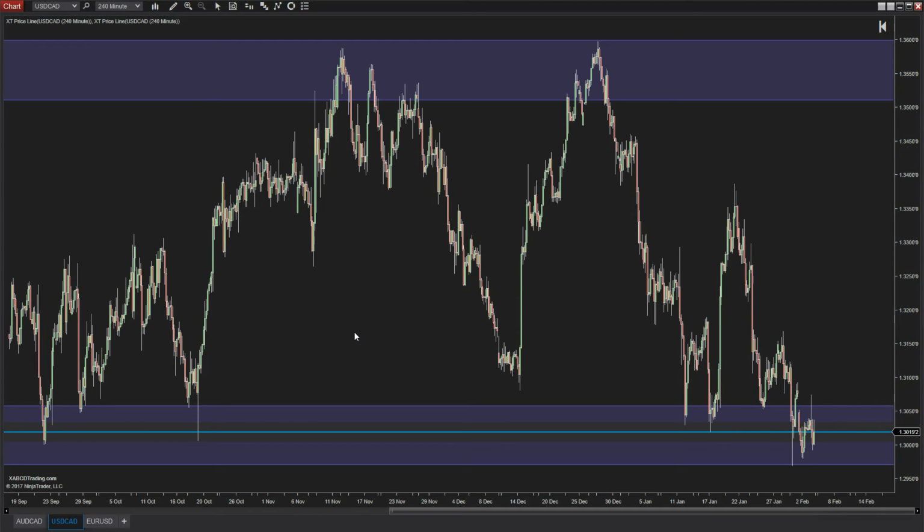Because support resistance is not just one point on your chart. It's not the highest high, it's not the lowest low. It's going to be an area, and it's really important to know that.